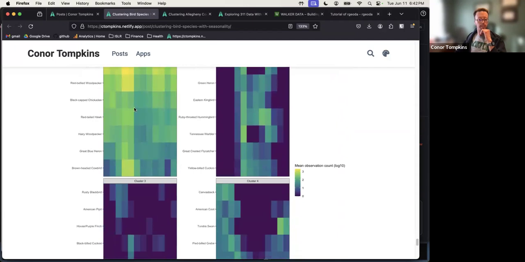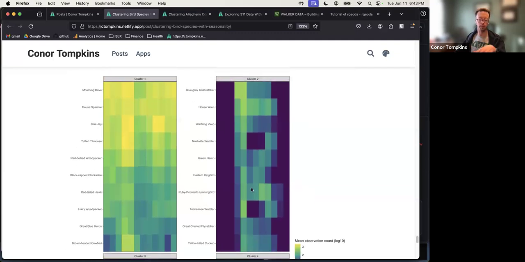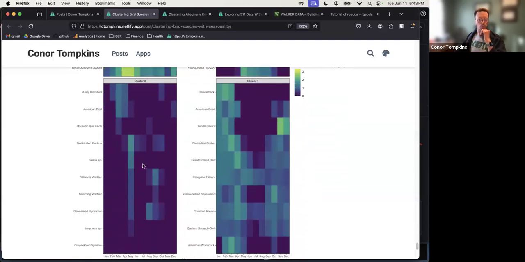So I've got some actual species here. Like the mourning dove, it's everywhere all the time, right? Whereas gnatcatchers, hummingbirds, kingbirds, they come through in the summer to breed and then leave. These are rare birds that just come through sporadically. And these are birds that are here in the spring and fall, but leave in the winter, but leave in the summer.